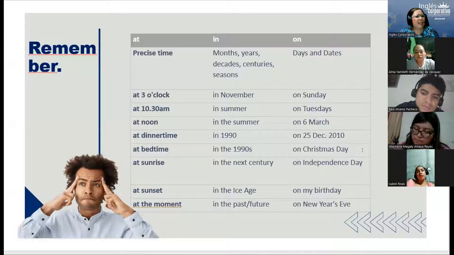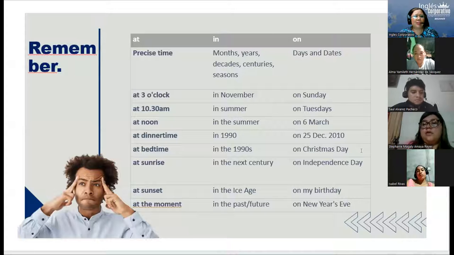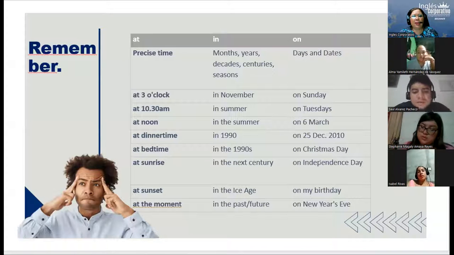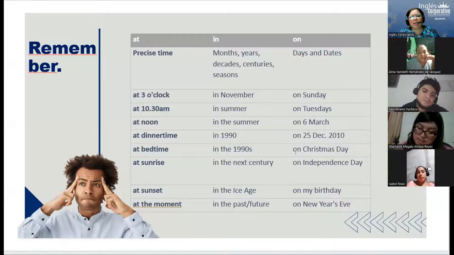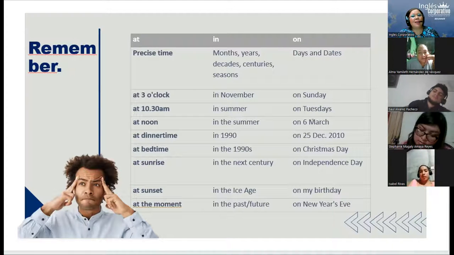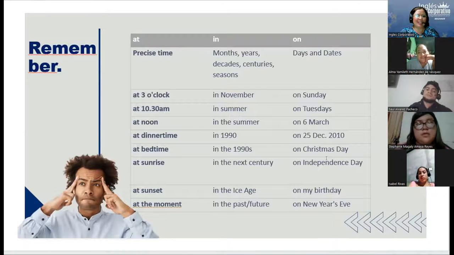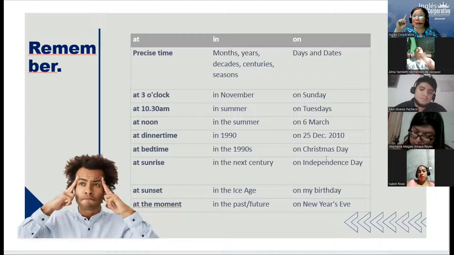Okay. When is the Independence Day in El Salvador? When is it? It's on September the 15th, right? Okay. So on Independence Day, on September the 15th. On Christmas Day. What date is Christmas Day? When is Christmas Day? It's on December 24th. In El Salvador is the 24th. Yes. In other countries is the 25th. All right. Fifth. Remember ordinal numbers.